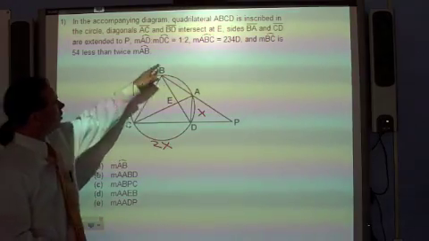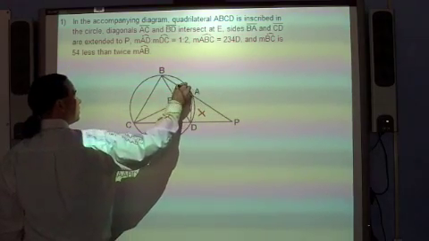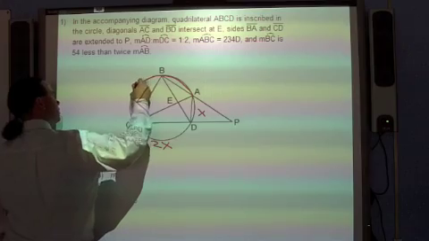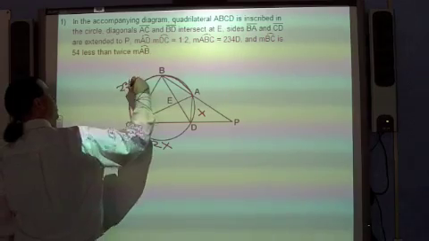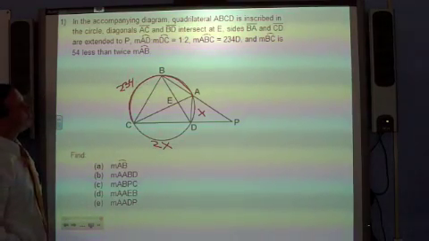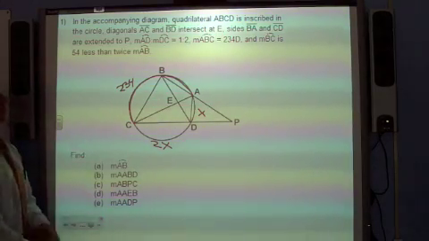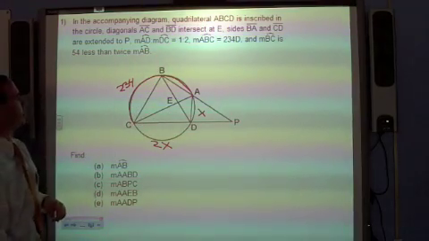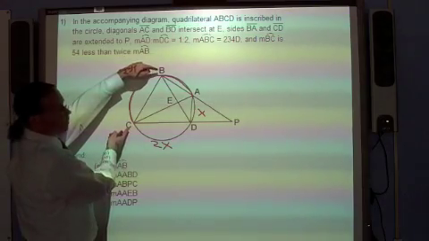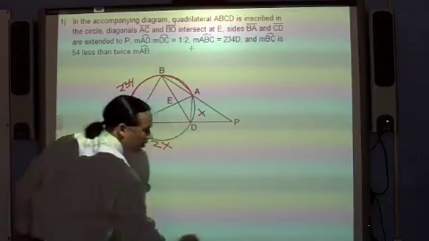What else do we know? ABC, this whole arc, is 234 degrees. And BC is 54 less than twice the measure of AB. So that means this piece here is 54 less than twice this piece here. How do we handle that?